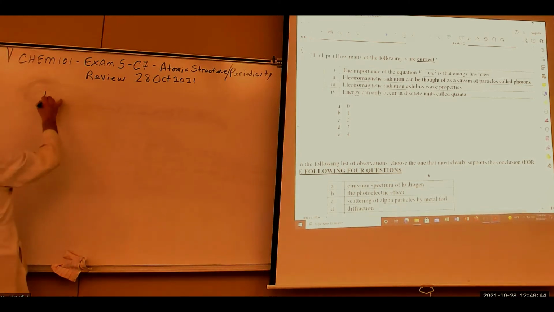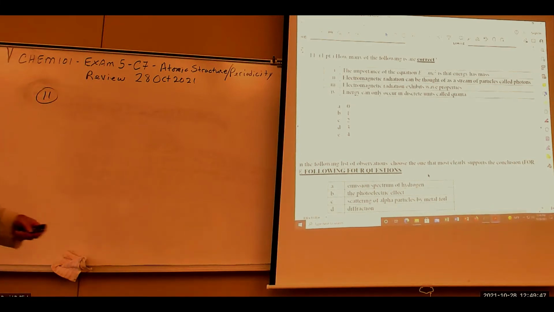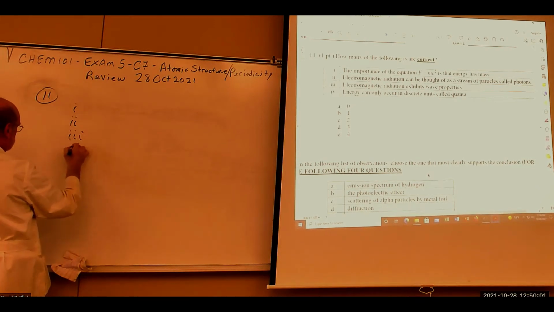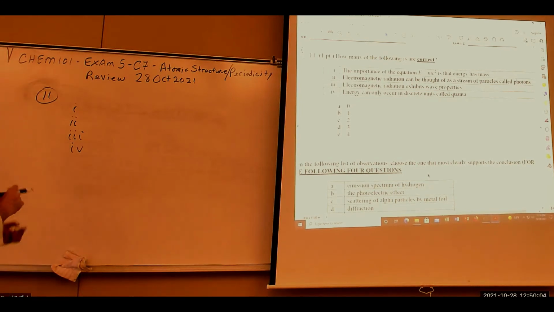Number 11. How many of the following is or are correct? Okay, so it looks like we're going to have to look at each one of them, see which one's correct. Four of them, right? Okay. The importance of equation E equals mc squared is that energy has mass. That's one way of putting it. I mean, the formula itself says energy equals mass, and the proportionality constant is the square of the speed of light. Right? That's a constant.